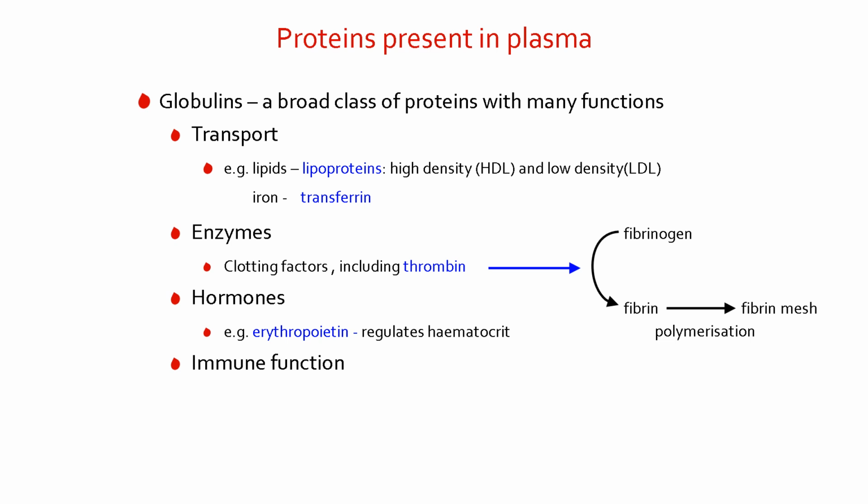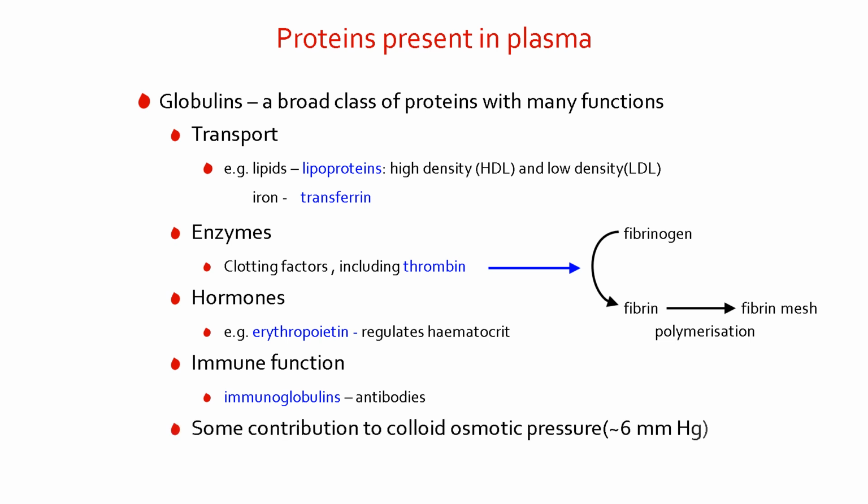As the name suggests, the immunoglobulins play a central role in the immune system, as they are the antibodies that neutralize the effects of pathogens. Together, the globulins contribute around 6 mm of mercury to colloid osmotic pressure, about 20% of the total.